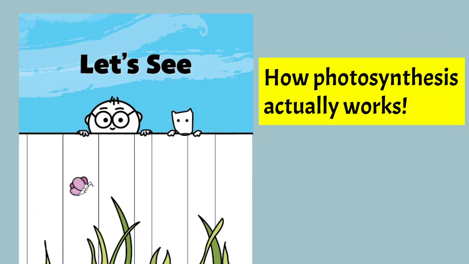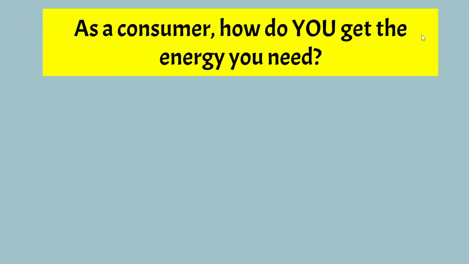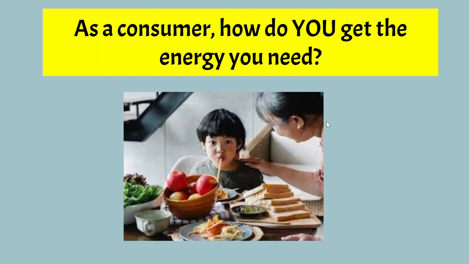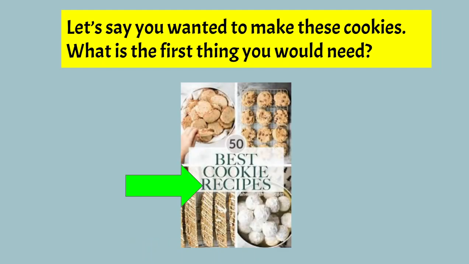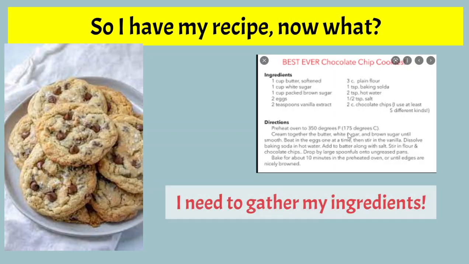So let's see how that process of photosynthesis actually works. As a consumer, how do you get the energy you need? You eat, and then you have food in your belly, and your body can use that food to provide energy for you. All right, let's say you wanted to make these cookies. What's the first thing that you're going to need? Ingredients, right? So we'll gather the ingredients to make these cookies.